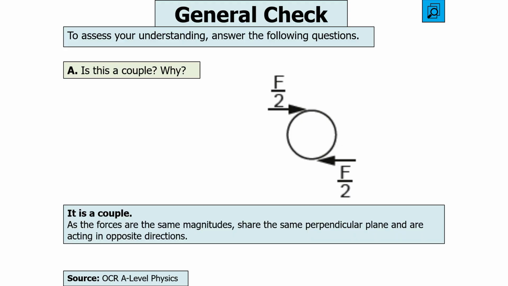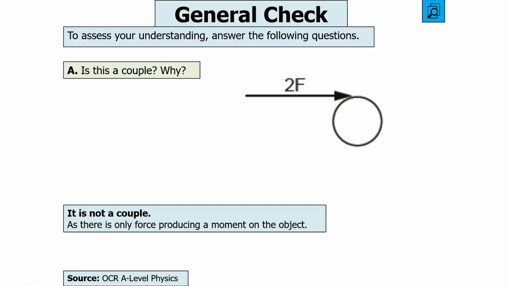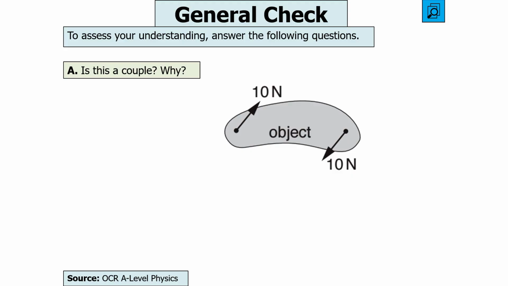Yes, it is a couple, as the forces are the same magnitudes, they share the same perpendicular plane, and are acting in opposite directions. Is this a couple, and why? It is not a couple, as there's only one force producing a moment on the object. Is this a couple, and why?